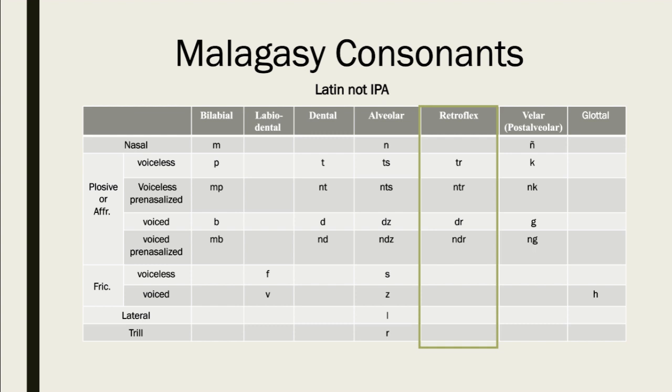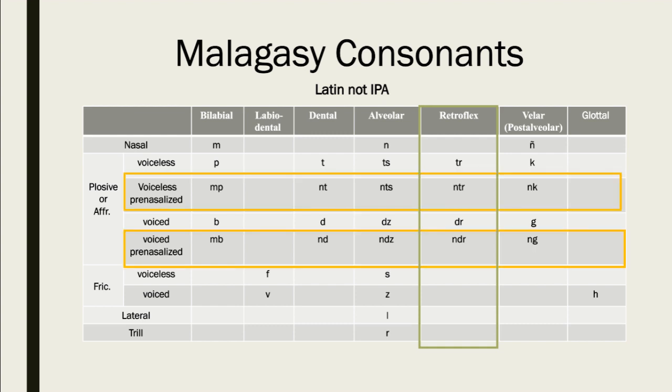Normally we would look at these and say this is a cluster, but in Malagasy they stand alone as a phoneme and differentiate between meanings, so it is very important. But it just means that it is possible for a Malagasy speaker to pronounce these clusters in another language. We're going to eliminate the entire retroflex column, and we're going to eliminate both prenasalized rows.